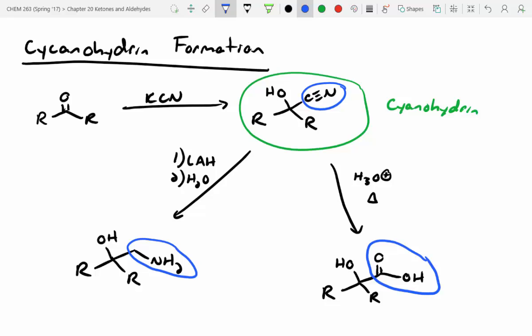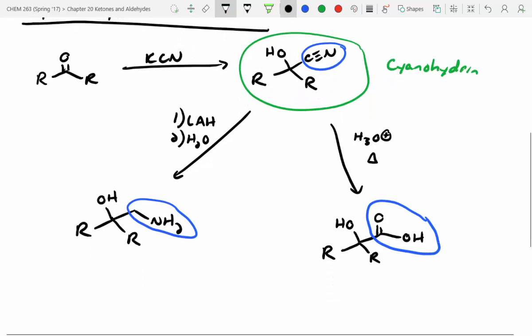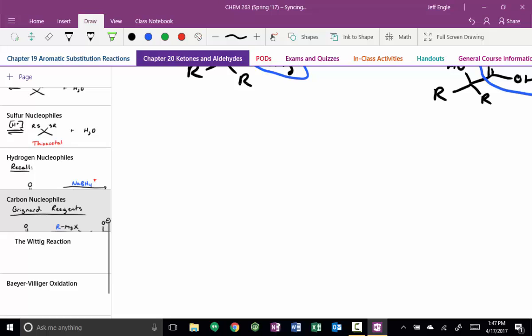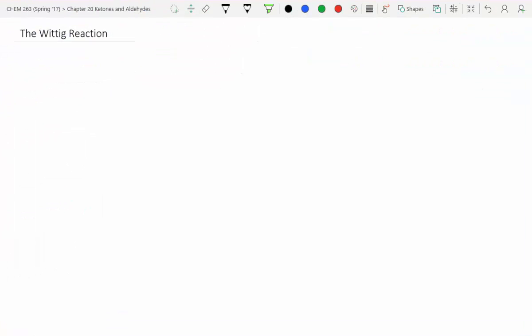All right, now arguably the most powerful carbon nucleophile is completely different than these two, and it's a lot more gentle. This is called the Wittig reaction. So for the Wittig reaction, you need an aldehyde or a ketone as your starting material. It doesn't really matter which one. So let's make a note.